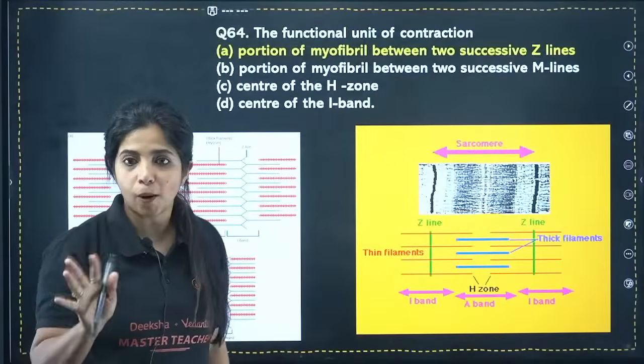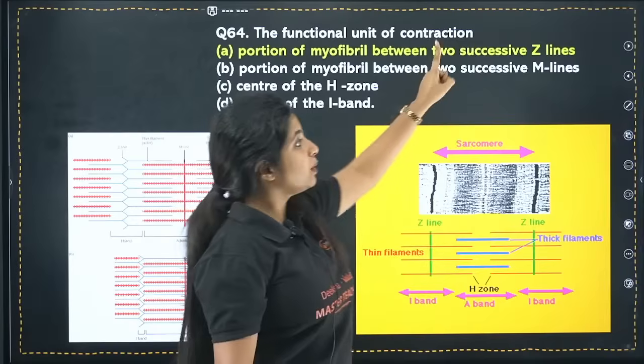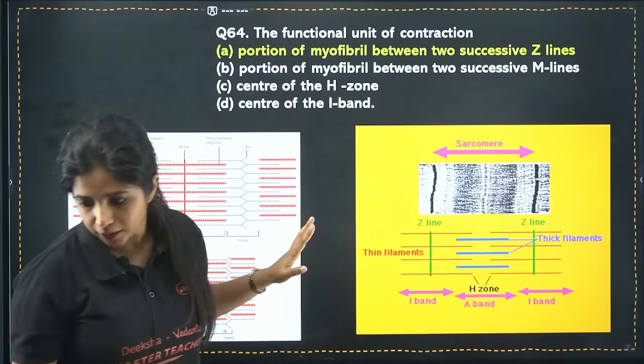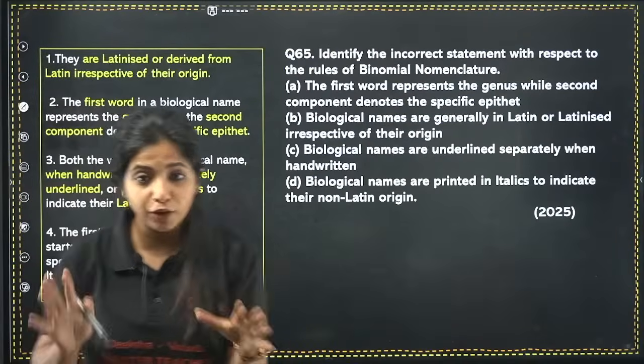This is one very important thing. So the functional unit of contraction is what? The portion of myofibril between two successive Z lines. That's all. Guys, I hope you're understanding. I am going fast just for you to have a quick revision.